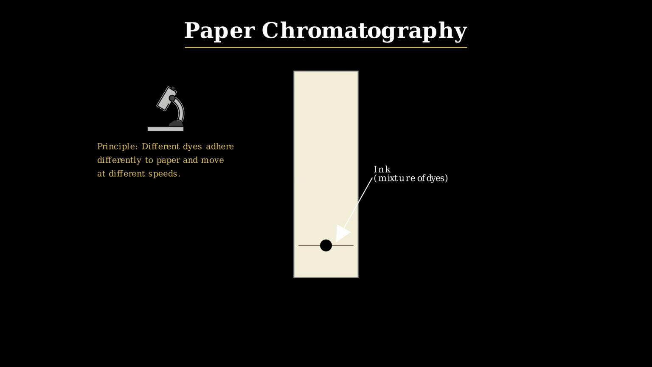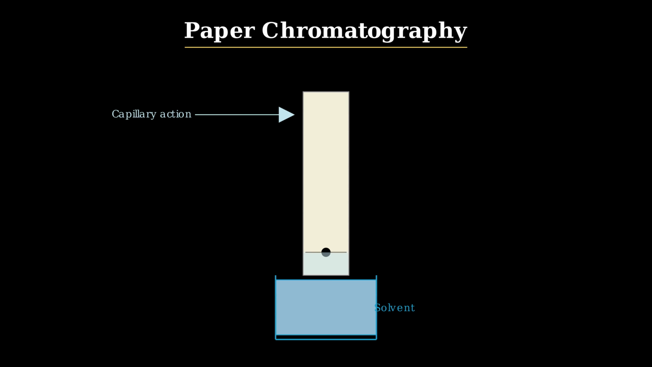Chromatography separates components of a mixture based on how differently they adhere to a surface. The most common type is paper chromatography. In paper chromatography, we place the paper strip in a solvent liquid. The solvent soaks up through the paper by capillary action. As it moves upward past the ink dot, each dye component travels at a different speed depending on how strongly it adsorbs to the paper.